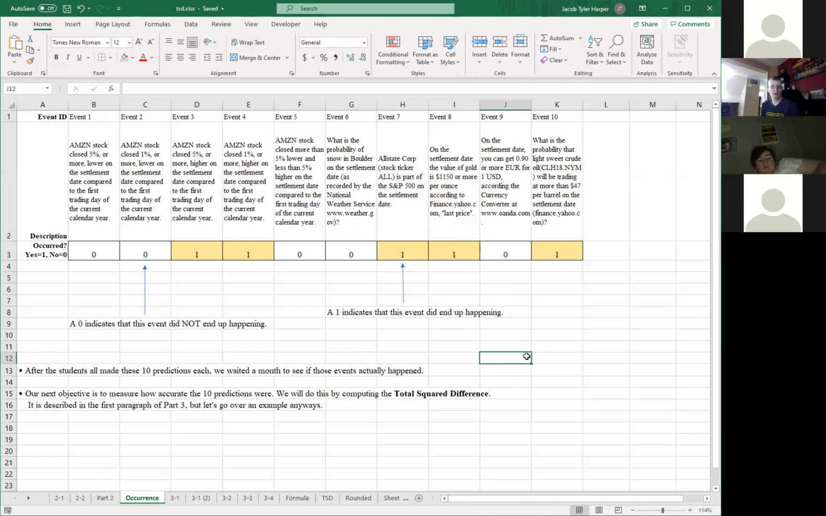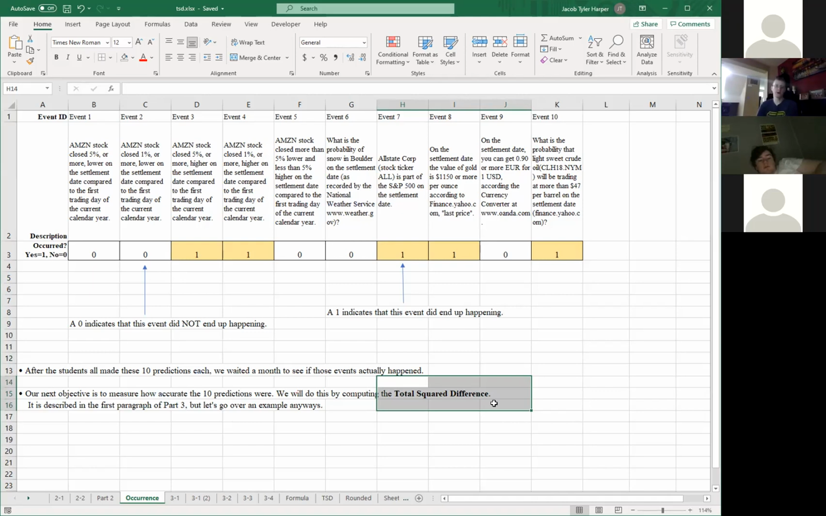If we see a 1, these 2 events did end up happening. And so that's going to allow us to go back to that raw data and say, oh, this person guessed that this was going to happen and it did happen. That's one correct guess. We're no longer analyzing consistency. We are analyzing how accurate the predictions were. And so our next objective is to measure this accuracy by what is referred to as the total squared difference.